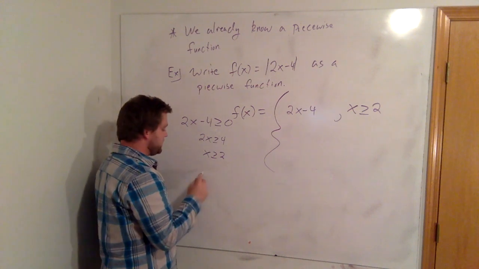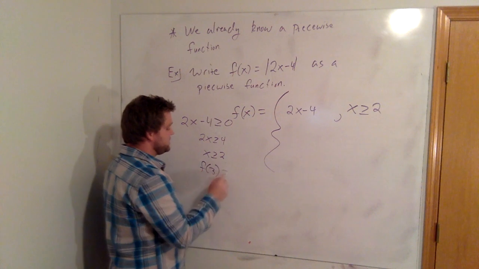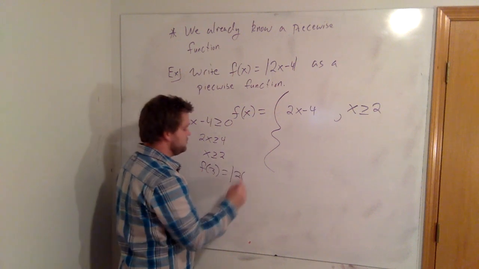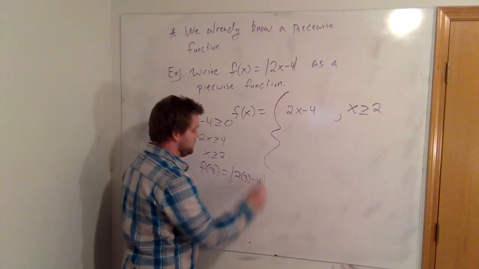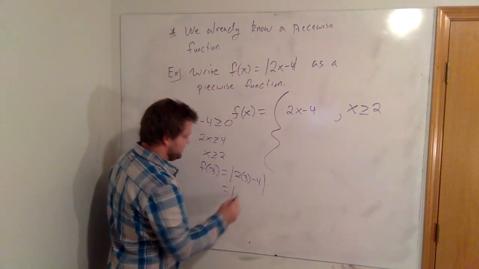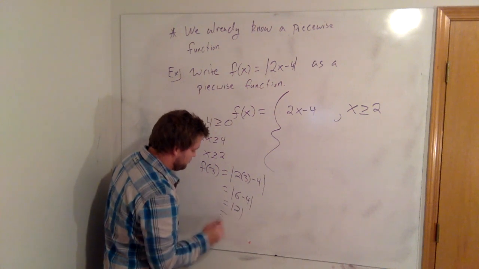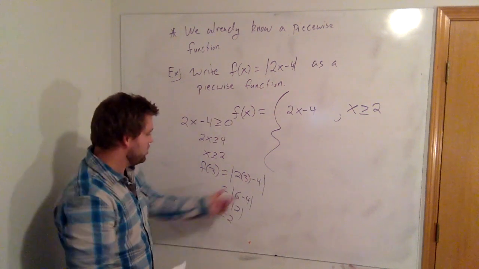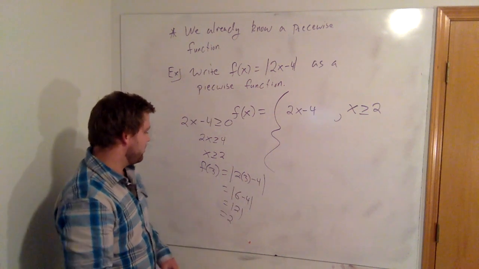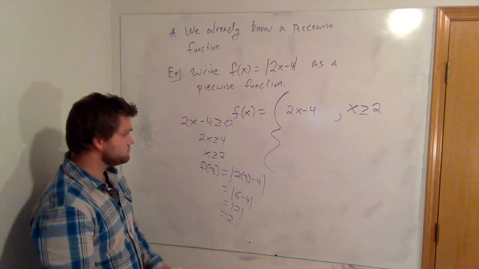Okay, but if I plugged in 3, for example, f of 3, that's going to be the absolute value of 2 times 3 minus 4. Okay, since I'm plugging in 3, that would be what? That would be 6 minus 4. That'd be the absolute value of 2, which would just be 2. I didn't have to change what's going on inside of the absolute value bar because what I plugged in gives me out a positive value.